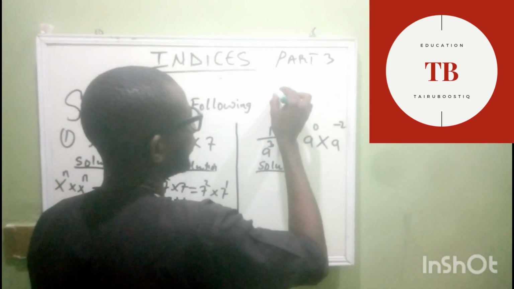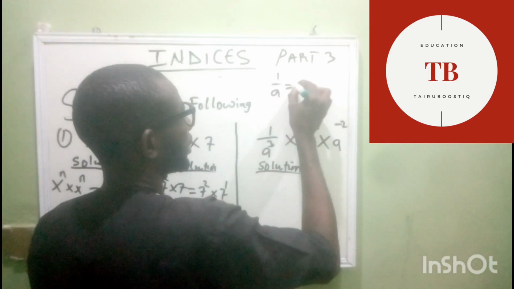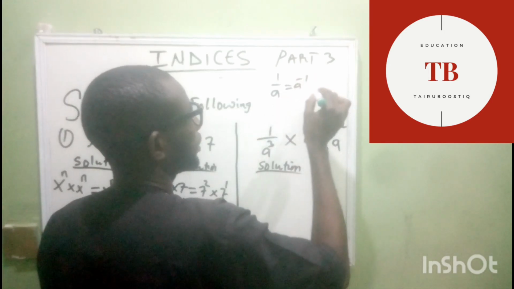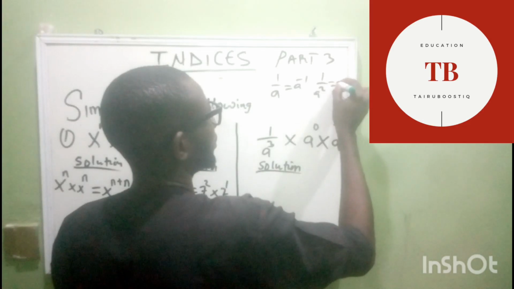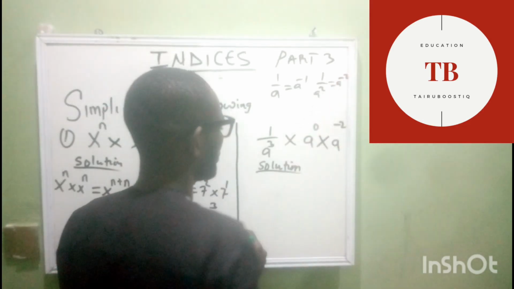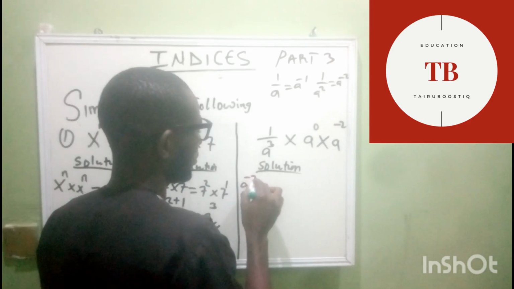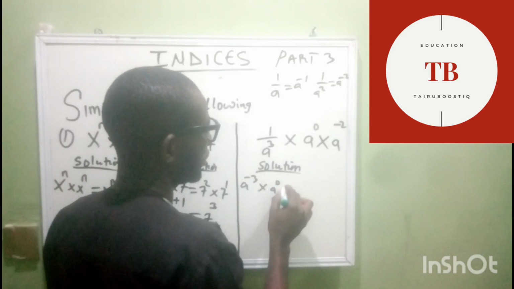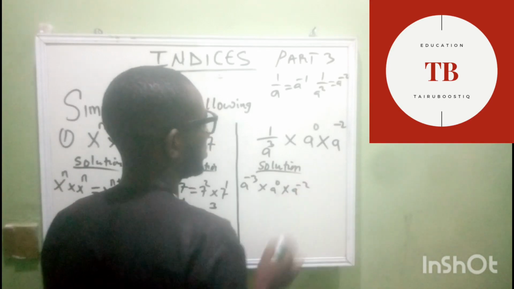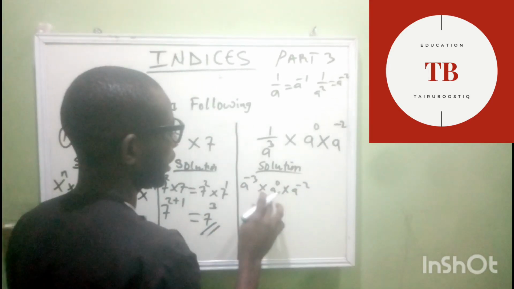So when we have 1 over a, we can write it as a raised to power minus 1. And when we have 1 over a squared, we can write it as a raised to power minus 2. For that reason, we can write this one as a raised to power minus 3 times a raised to power 0 times a raised to power minus 2. Now, when you look, all the bases are a.